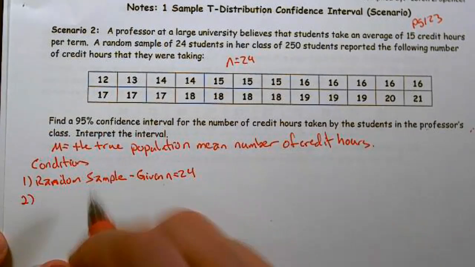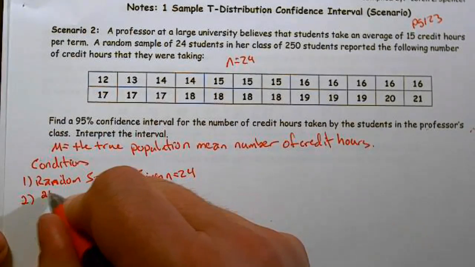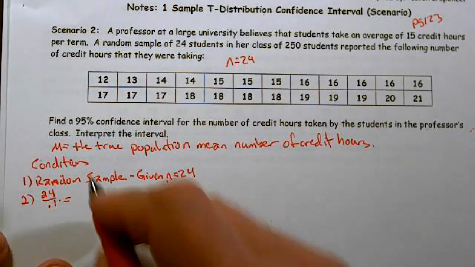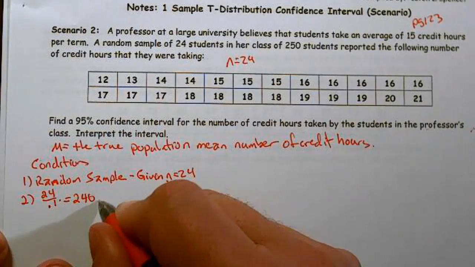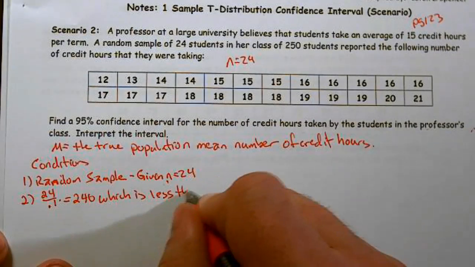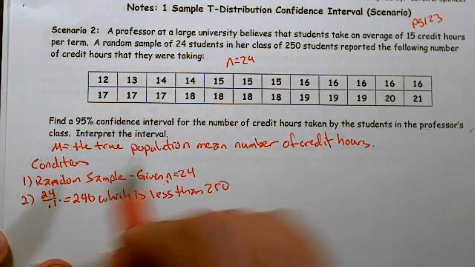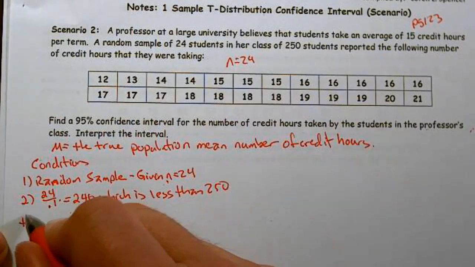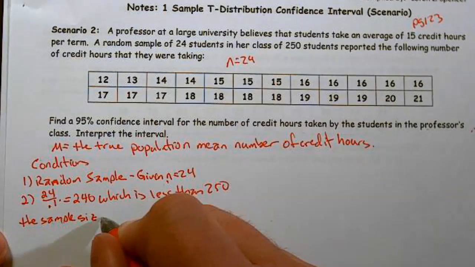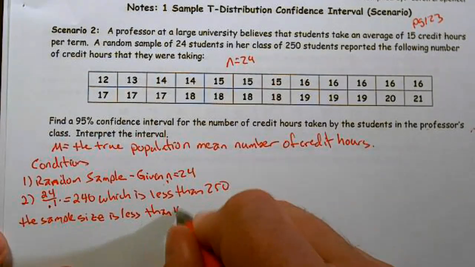Number 2, N needs to be less than 10% of the population. 24 divided by 0.10, and it's always divided by 0.10, equals 240, which is less than 250. That's the population size, because they told us there are 250 students. So the sample size is less than 10% of the population.